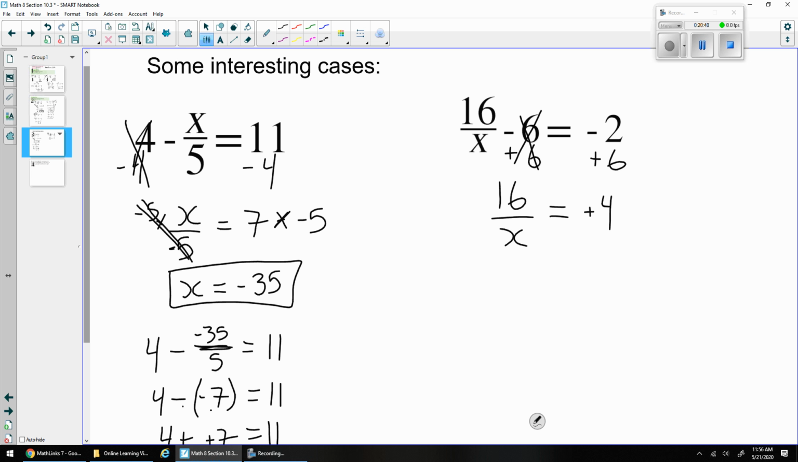Now that the x is not the denominator, so we'd never really want it on the bottom of a fraction, you can always multiply it by itself on both sides to get it back up top. Now I can divide by 4 and divide by 4, and 16 divided by 4 is 4, so 4 is equal to x. Which is true. We can check: if x was 4, 16 divided by 4 is 4, minus 6, yes, that's equal to negative 2.